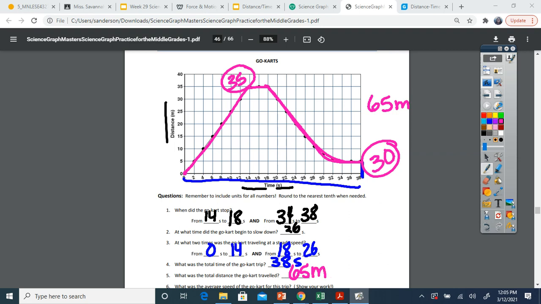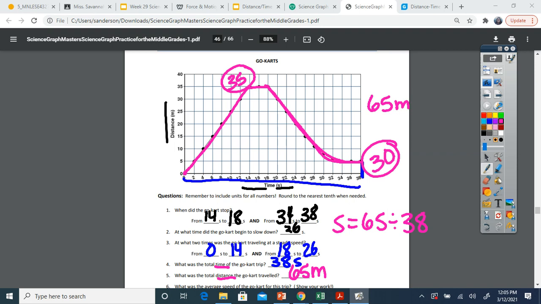So number 6 says, what was the average speed of the go-kart for this trip? We already have the distance and we already have the total time. To find the average speed, we need the total distance and the total time. Our total distance was 65. So to find speed, we need to do 65 divided by 38.